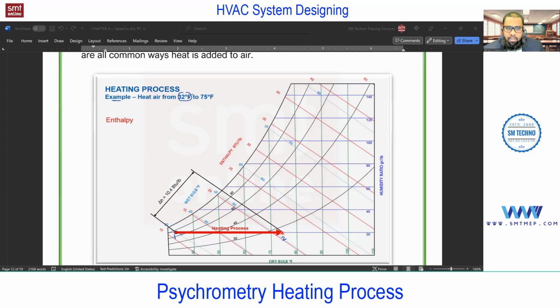But in this case, don't get confused. I'm talking about the air. Water is different, air is different. Here, 32 degrees Fahrenheit means 0 degrees centigrade. You can assume the temperature of air at 0 degrees centigrade, nothing but 32 degrees Fahrenheit. In air, it will not freeze. So the starting point 1 is 32 degrees Fahrenheit, and I'm going to add heat, and I'm looking for an end result of 75 degrees Fahrenheit. This is my requirement.